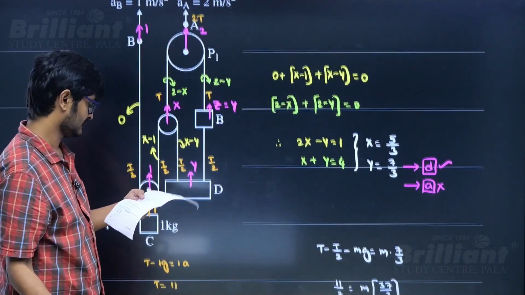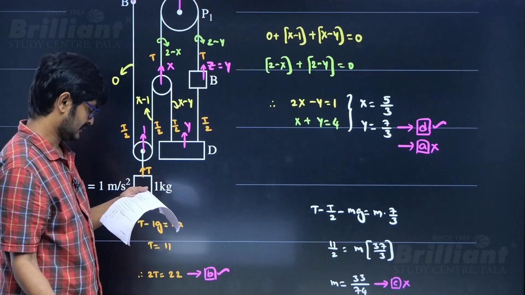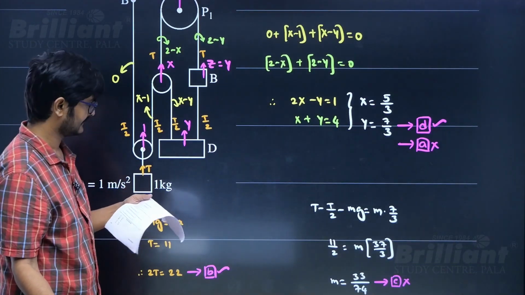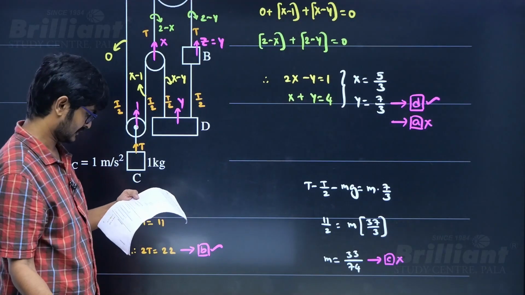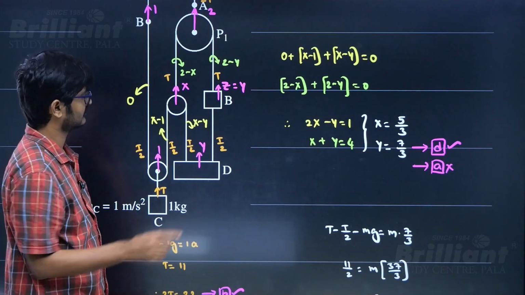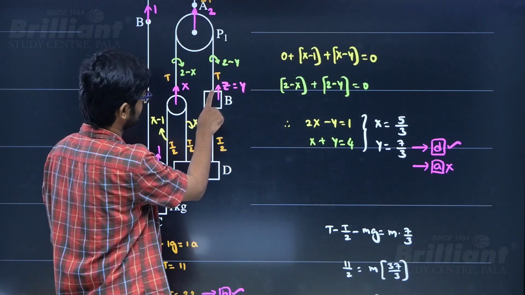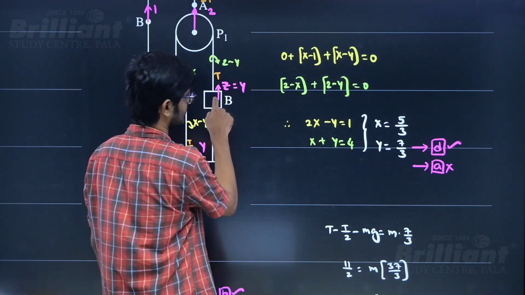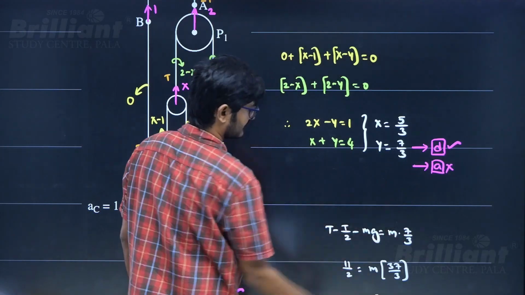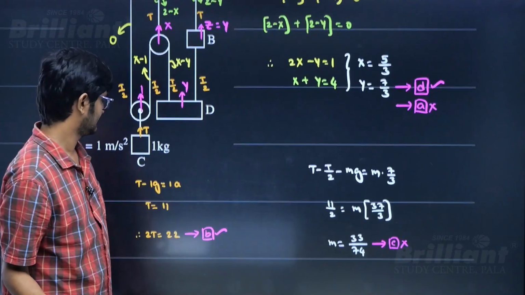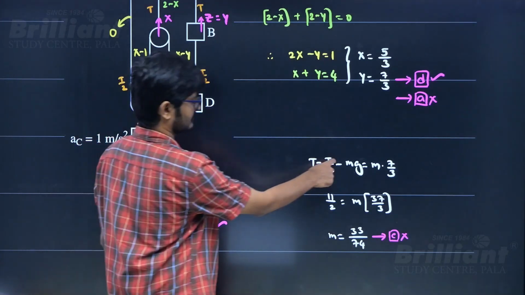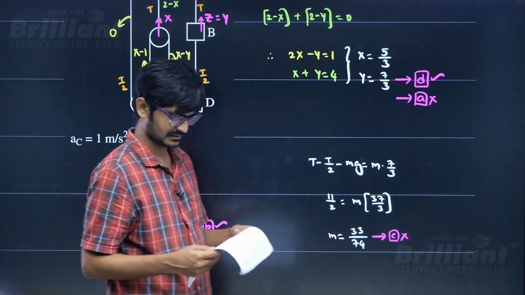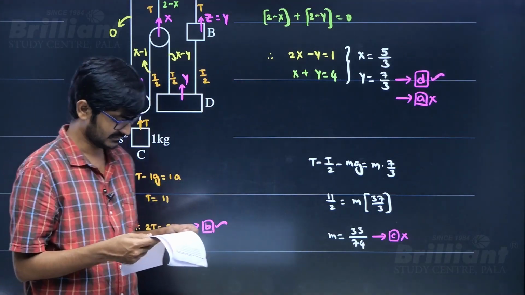Okay, that is fine. Now they are asking the mass of block B. When you write the force on this guy, it is T minus T by 2 minus mg equals mass into acceleration of this guy. Acceleration of this guy is 7 by 3 and tension is 11. So you can substitute the values, you will be getting the required answer, which is anyway not matching with the given thing.